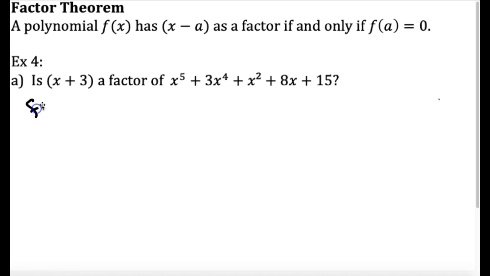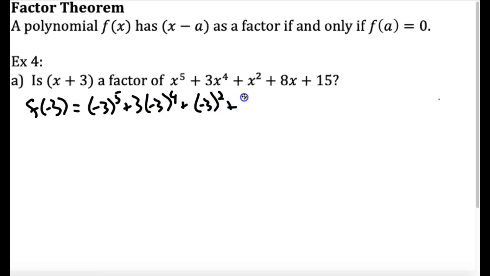So let's evaluate f of negative 3. So negative 3 to the 5th plus 3 times negative 3 to the 4th plus negative 3 squared plus 8 times negative 3 plus 15. Go ahead and evaluate that real quick. When we plug all this into a calculator, I think we end up with 0. That means that x plus 3 is a factor. X plus 3 is a factor of this.